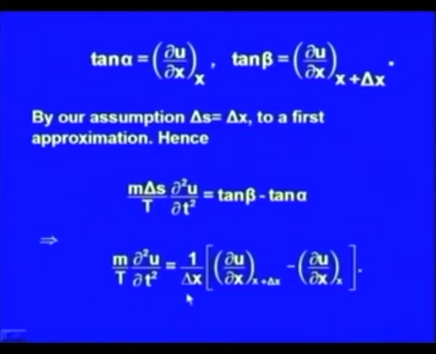Now, as delta x goes to 0, the right hand side of this equation, that is 1 over delta x times delta u over delta x at x plus delta x minus delta u over delta x at x, will tend to delta square u over delta x square, and m over t we will take to the right side. So, it will become t over m. T over m is a physical constant, t over m is positive. So, we can write it as c square, and that will lead us to the partial differential equation delta square u over delta t square equal to c square delta square u over delta x square.